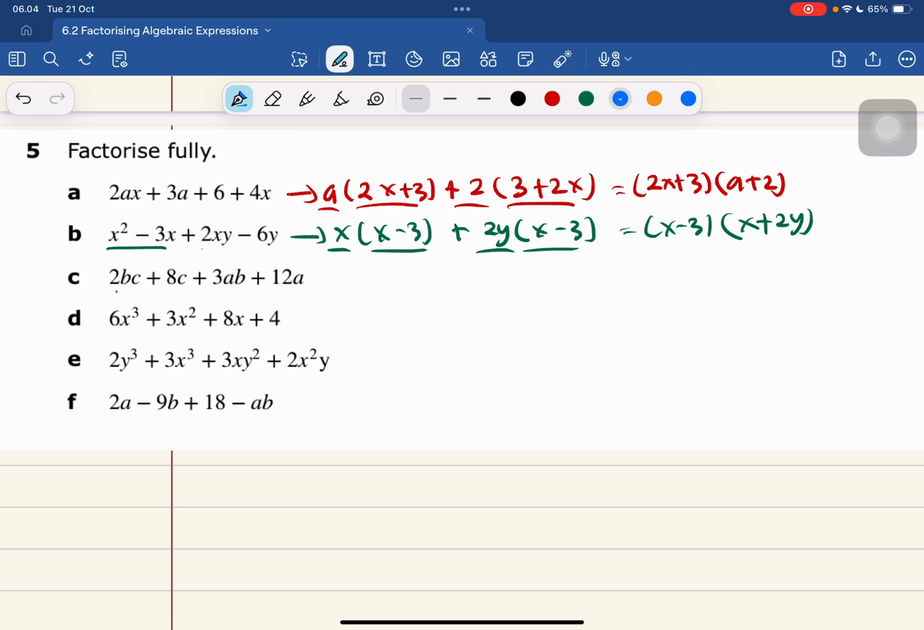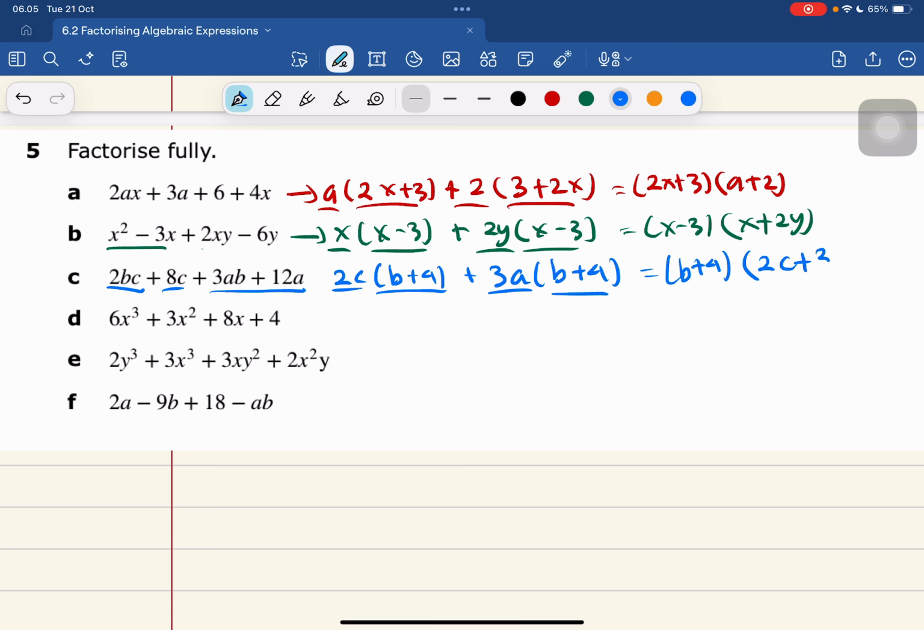Next question, 2bc and 8c, so 2c multiplied by b plus 4, and from here we can make it 3a and then b plus 4. Okay, we got the common factor b plus 4, and then multiply by 2c plus 3a. Okay, there it is.